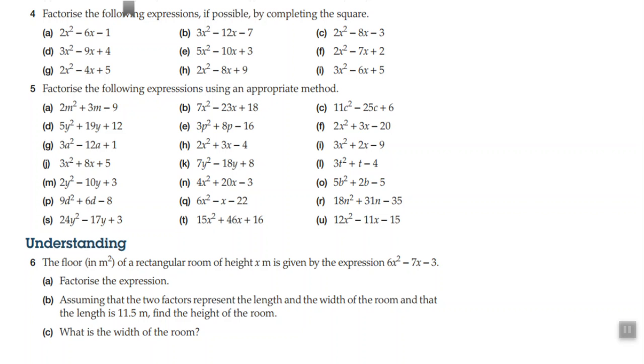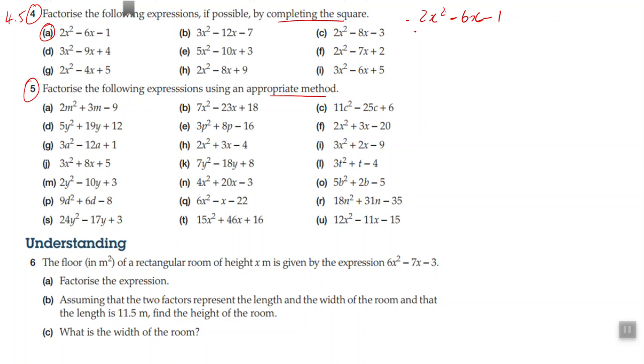This is for Methods Pathways. We're going to look at exercise 4.5, questions 4 and 5. Questions 4 and 5 ask us to factorize the following expressions by completing the square, and the other one using the appropriate method. So we'll do the completing the square first, because I've got 4a, 2x squared minus 6x minus 1, and I want to factorize that by completing the square.